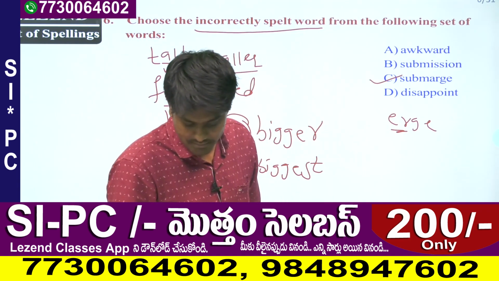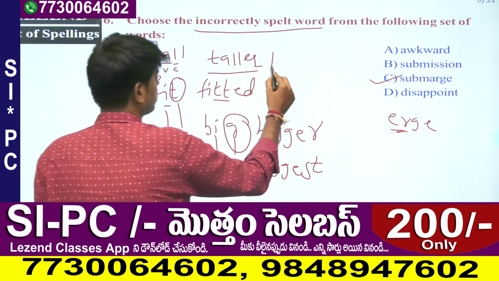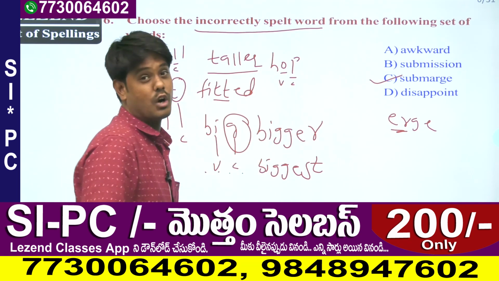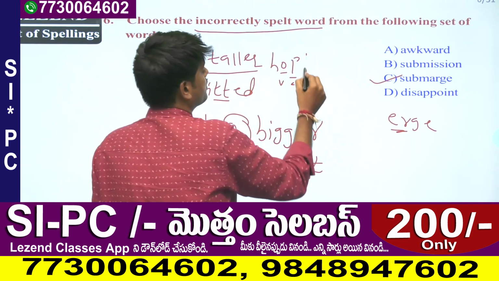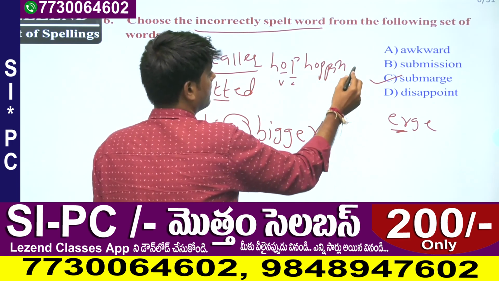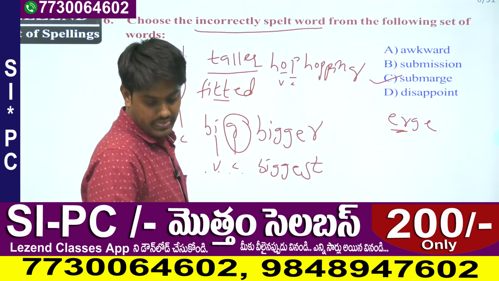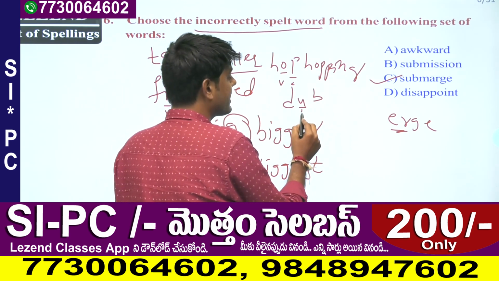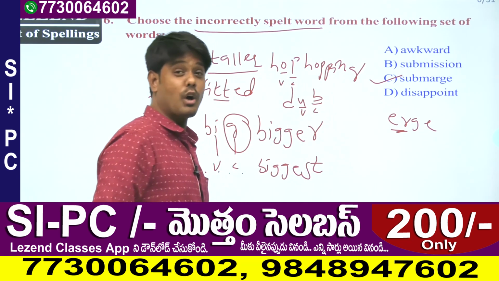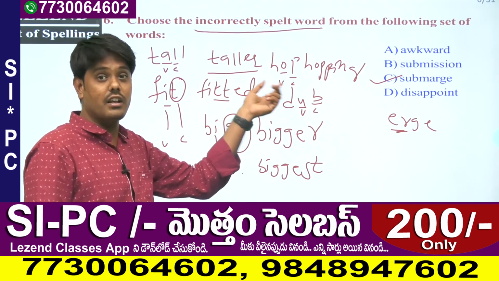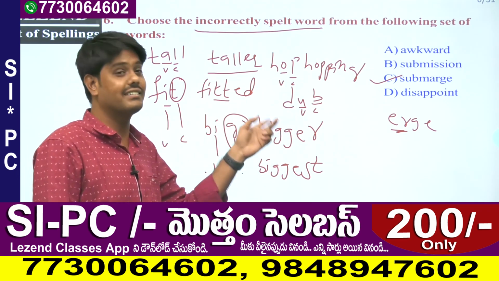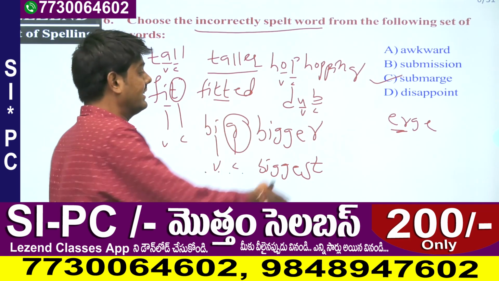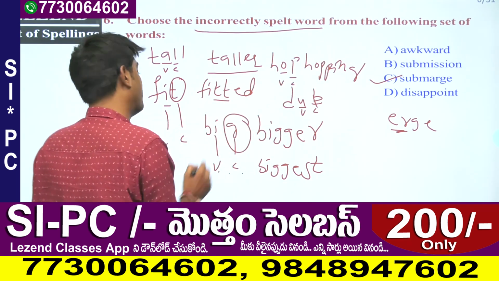I can give you some examples, like hop. O is a vowel and P is a consonant. So you have to double it. So hopping. Okay. And next is dub. U is a vowel whereas B is a consonant. These are all one syllable words. So in a one syllable word, if you have a vowel and consonant, then the consonant should be doubled.